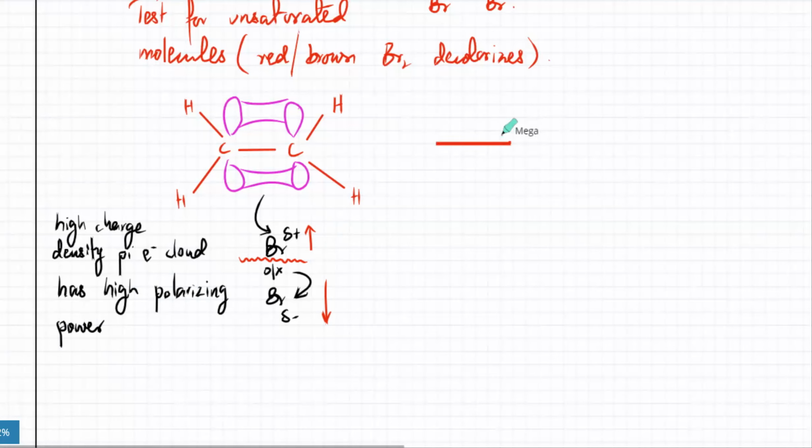So the next step is that you still have the two carbon atoms and the hydrogen atoms. The entire pi electron cloud is going to get pulled towards the positive bromine. The positive bromine ion would be so strong that it would pull all the electrons in the pi electron cloud towards itself, which would make this carbon electron deficient, because the pi electron cloud also contained electrons belonging to it. But the positive bromine is going to pull all those electrons and bond with them.